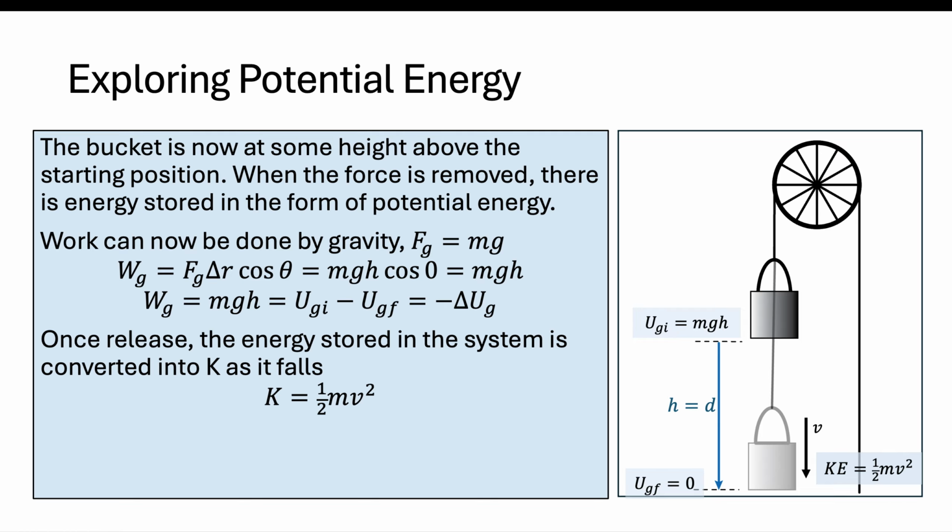So once it's released, the energy that was stored in the system in the form of potential energy can be converted into kinetic energy, which is energy due to motion, based on the work energy theorem. So in this case, the work done by gravity, and we have that work or that energy stored in the form of potential energy because we put energy into the system to lift the bucket, and then it has energy associated with it, and that can be converted into the kinetic energy.